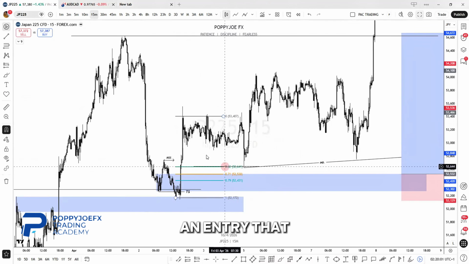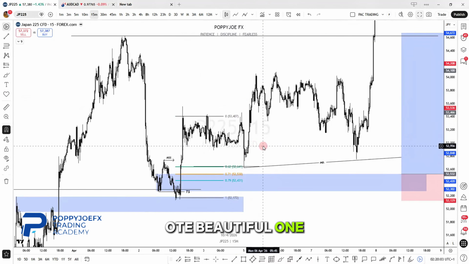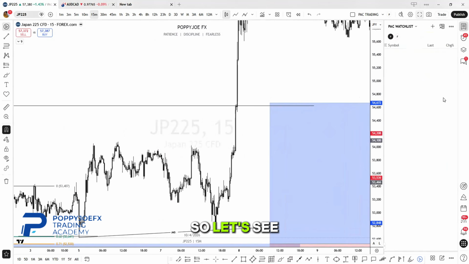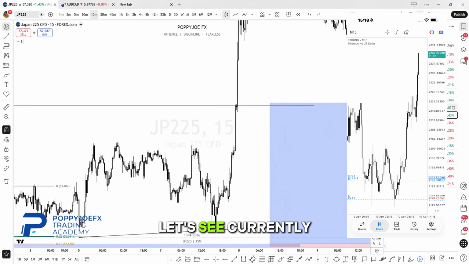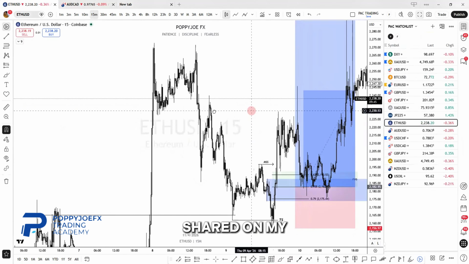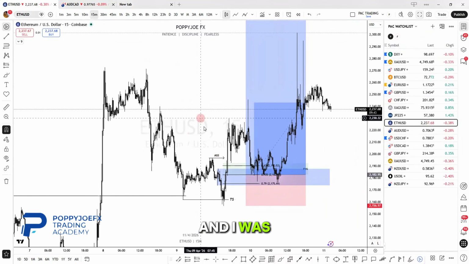So this is another entry that would have been gotten with OTE. Beautiful one, by the way. And you can see how price also played out to the target here. So let's see other OTE. Currently, I took a trade on ETH, right? That's the trade. A signal was shared on my Telegram channel. And I was also using the same thing.